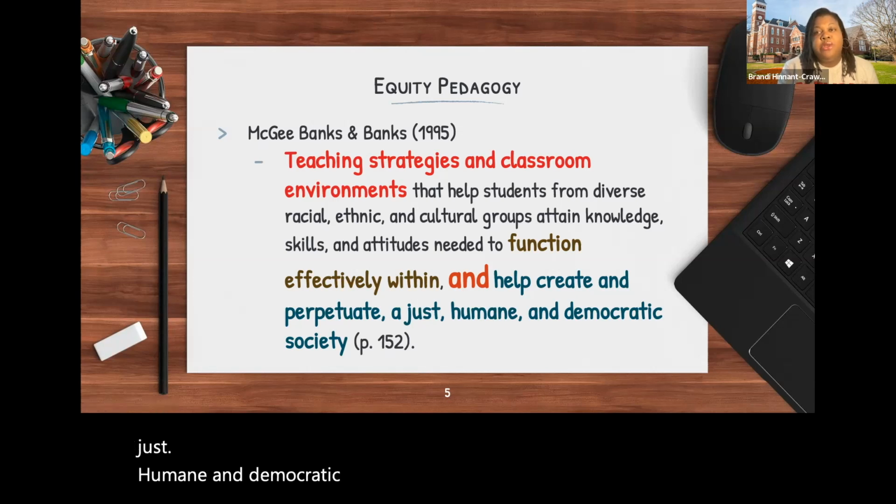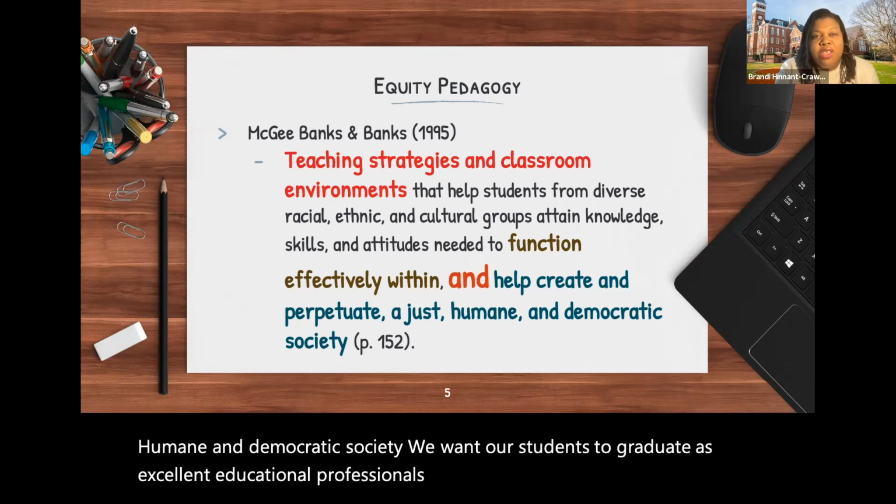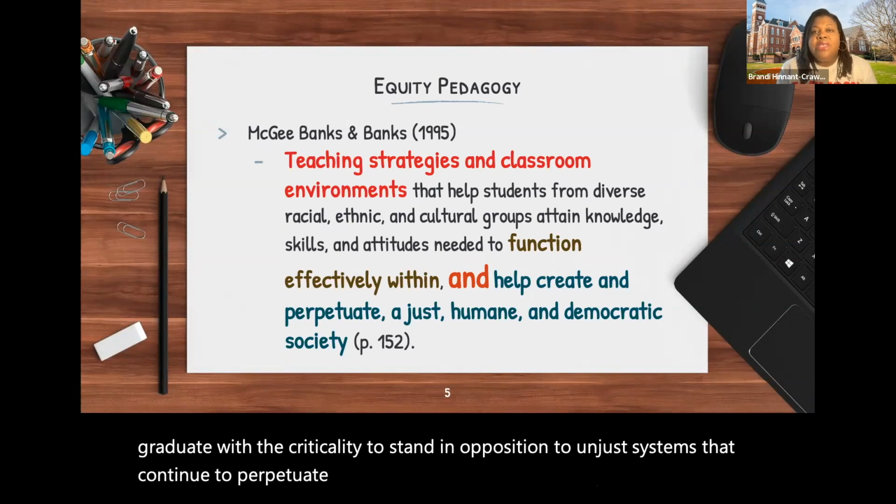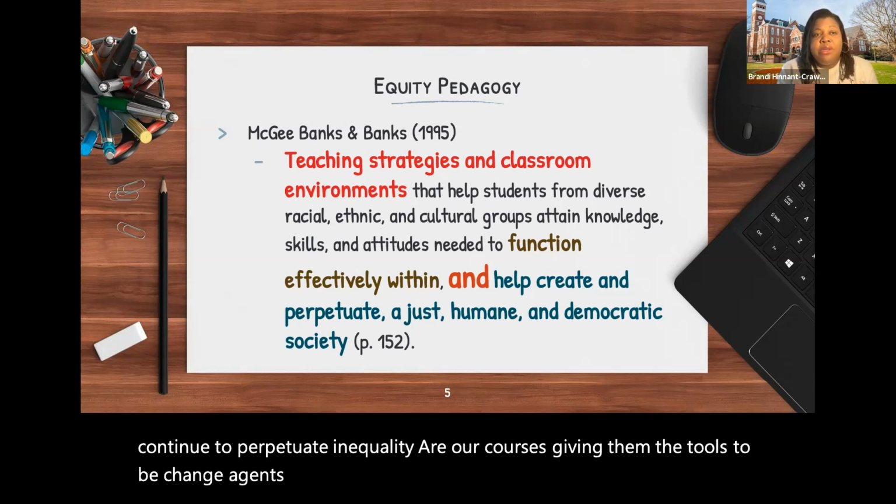We want our students to graduate as excellent educational professionals, yes, but don't we also want them to graduate with the criticality to stand in opposition to unjust systems that continue to perpetuate inequality? Are our courses giving them the tools to be change agents? Are we allowing them to explore inequality?